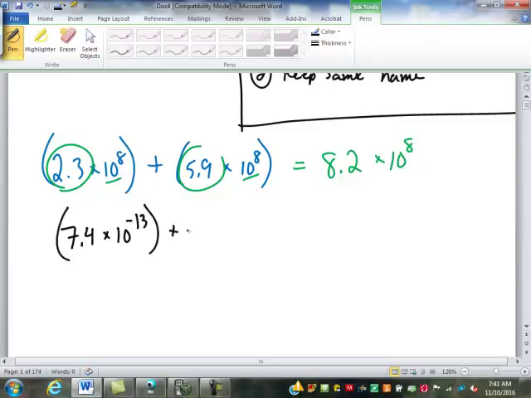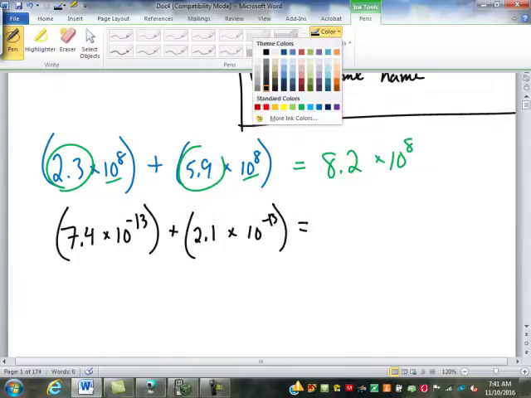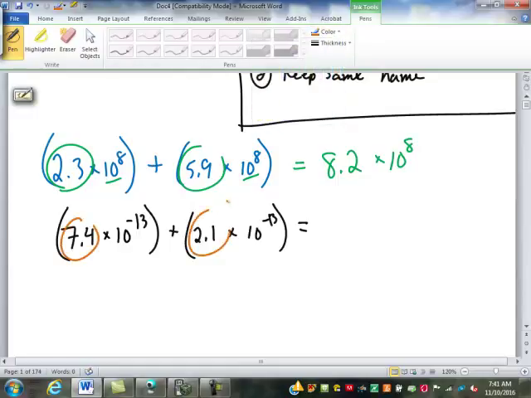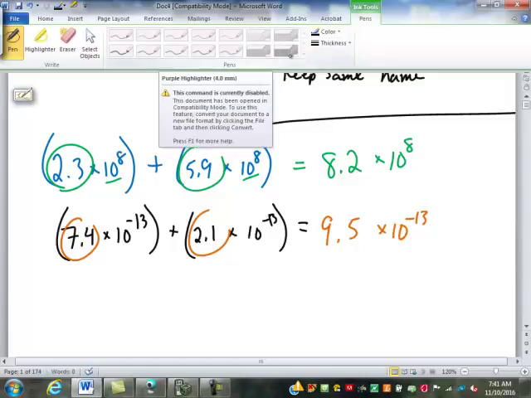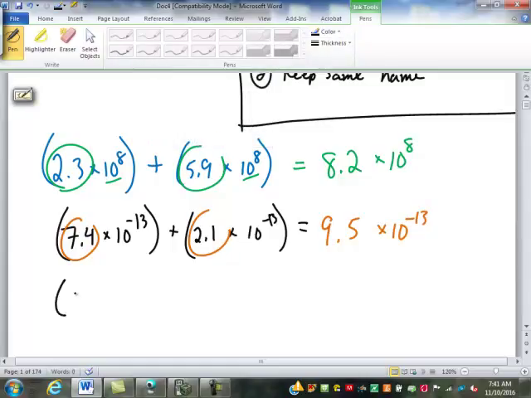So we might have 7.4 times 10 to the negative 13th plus 2.1 times 10 to the negative 13th. Again, we have the same name. We're going to combine our counts. 7.4 plus 2.1 is 9.5, and we keep the same name, 10 to the negative 13th. Now, of course, it's not going to stay that simple. We're going to run into things like this.